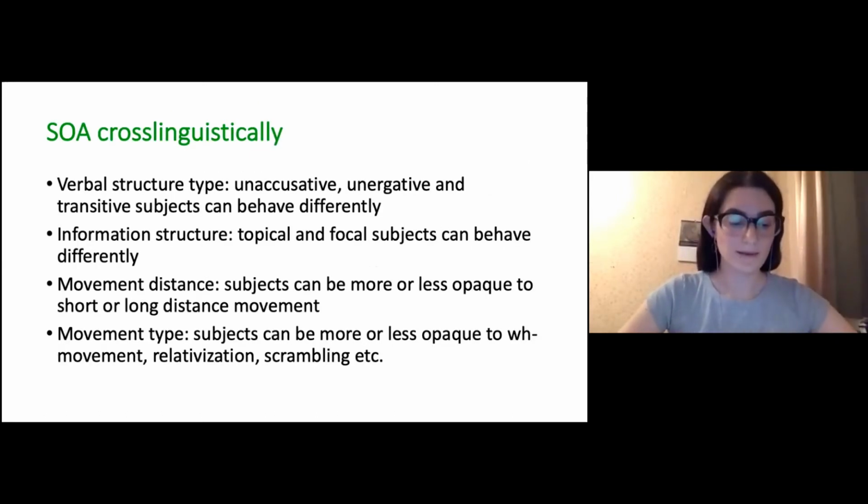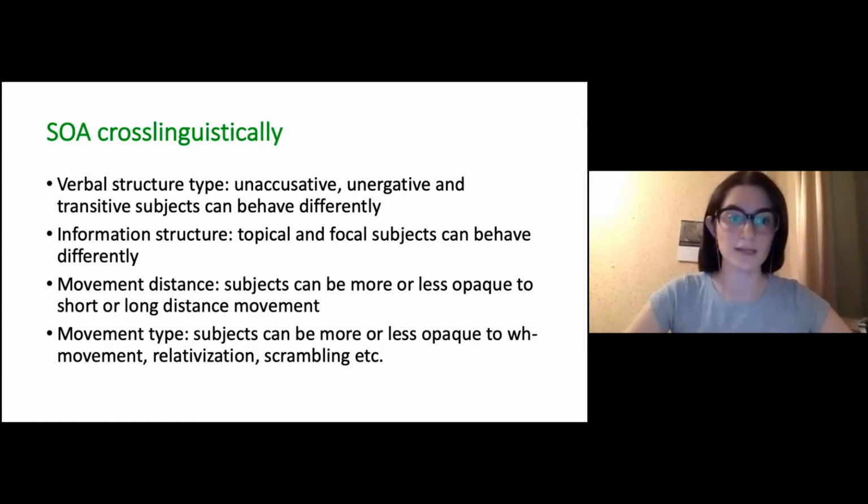So, among all the factors that are known to influence the island degree, we can mention the verbal structure type, since unaccusative, unergative, and transitive subjects can behave differently, the information structure, the movement distance, and the movement type. All four of them, as we know, are rarely investigated in one research, if ever. So we will focus on the first and second one.